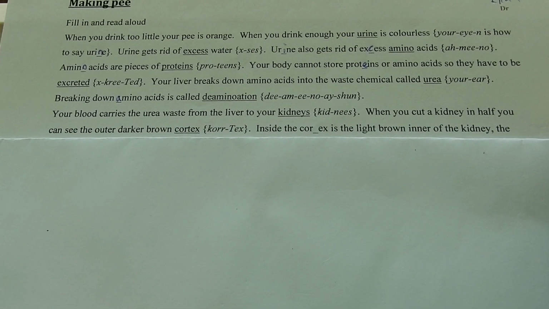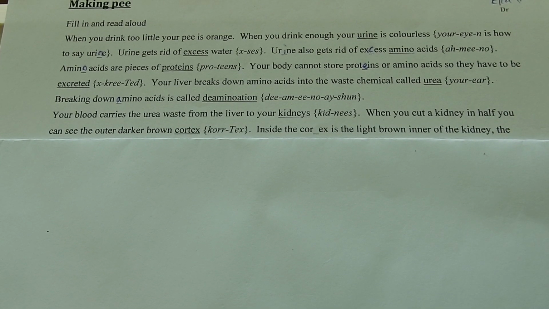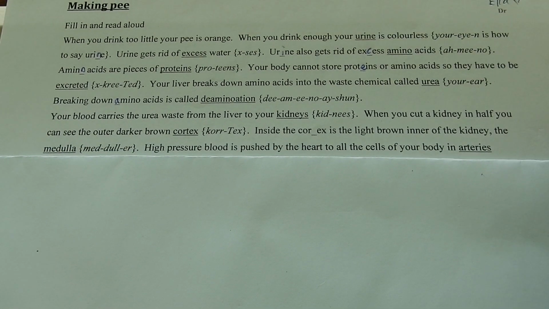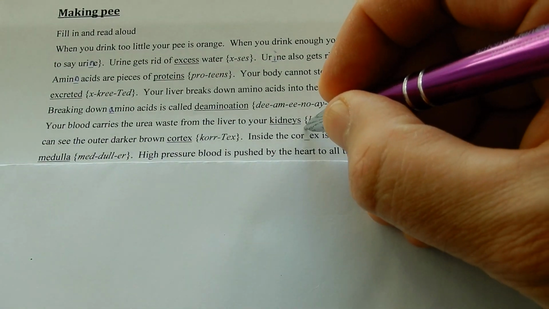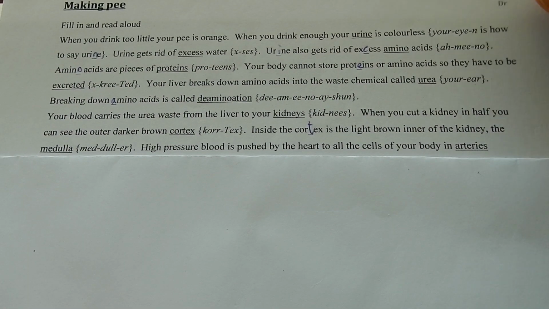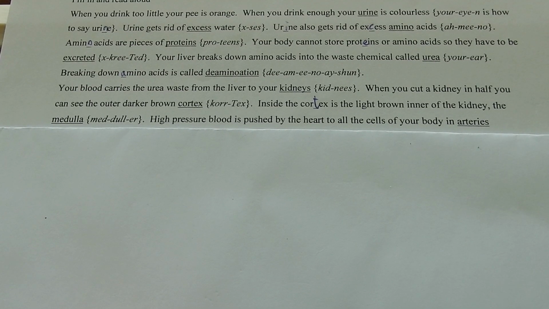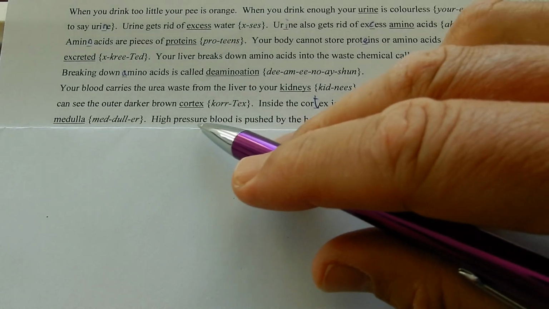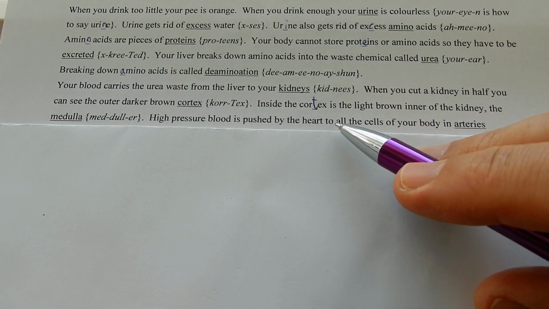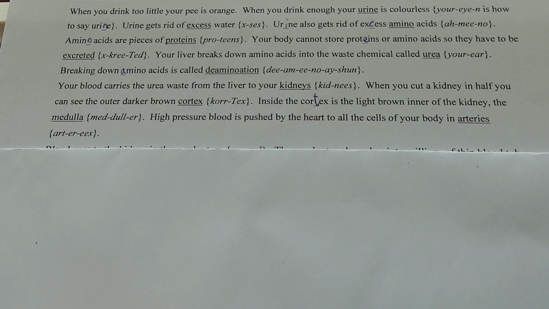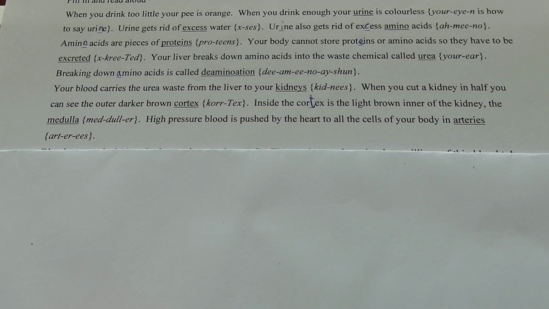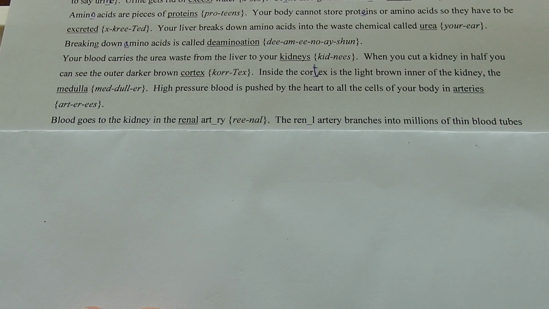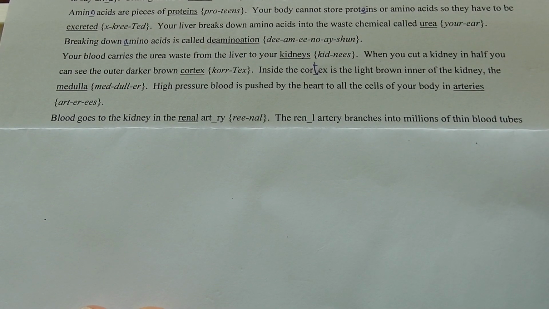Then you cut a kidney in half. You can see the outer dark brown cortex. Inside the cortex is the light brown inner of the kidney, the medulla. High pressure blood is pushed by the heart to all the cells of your body in arteries. Blood goes to the kidney in the renal artery.